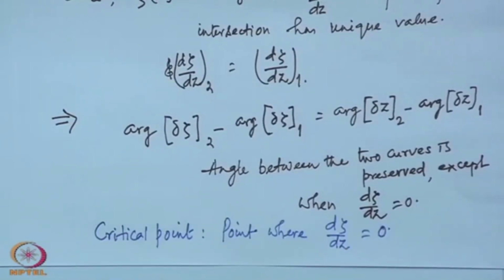Do not confuse them with singular points. At a singularity, the function itself is not analytic, the function is not well defined, while at the critical point the function is analytic, its derivative is well defined, but it is 0. Now, what will happen to the angle at the critical point?